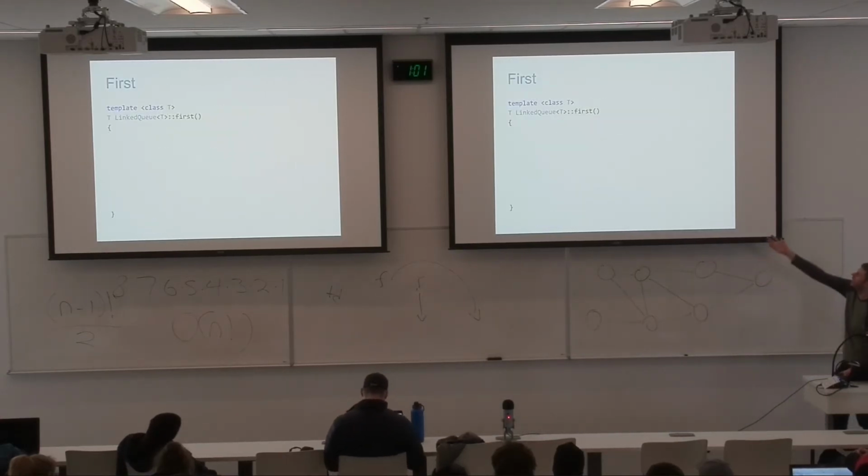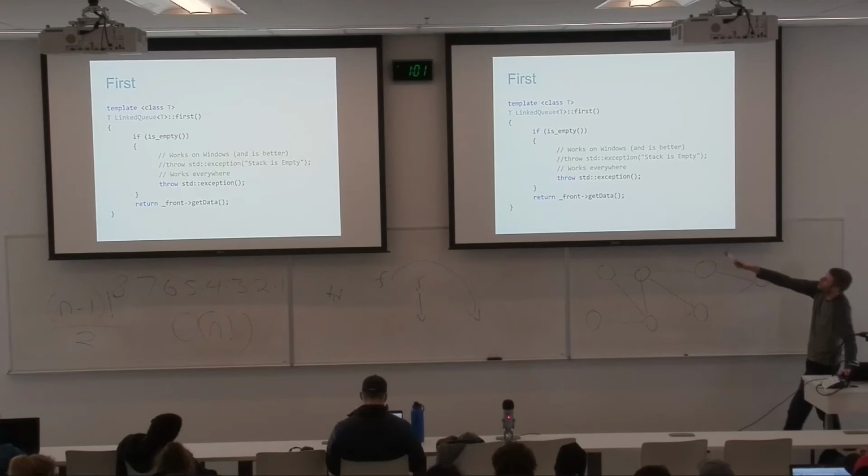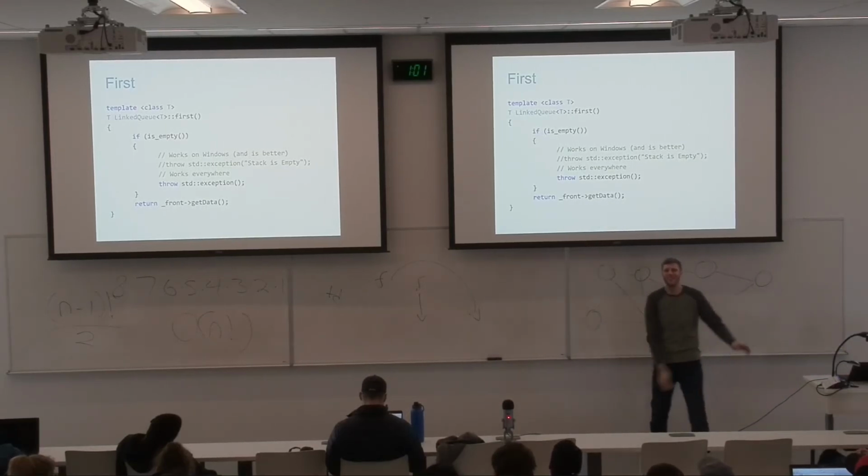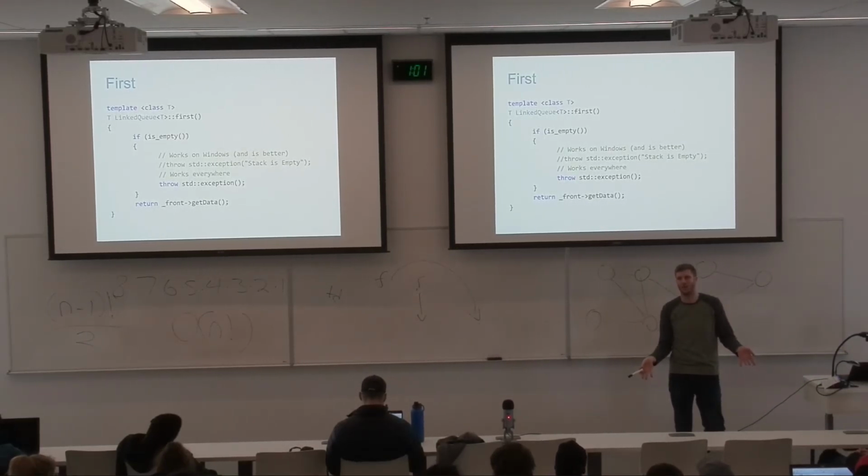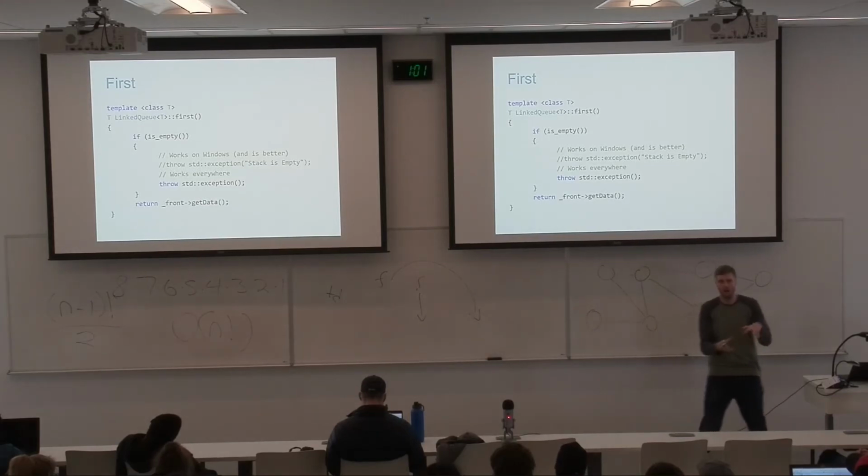So first, if it's empty, do nothing. Otherwise, return the data from the front. But we don't have to do any of that extra fancy stuff because we don't want to remove it. That node's staying there. We just want to get what the data is there. That's all.